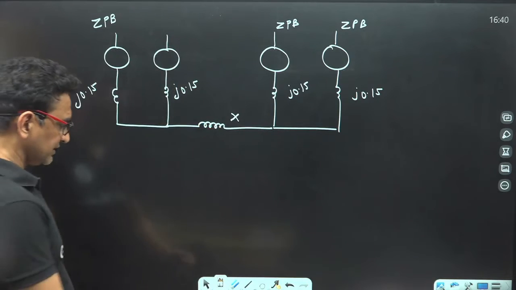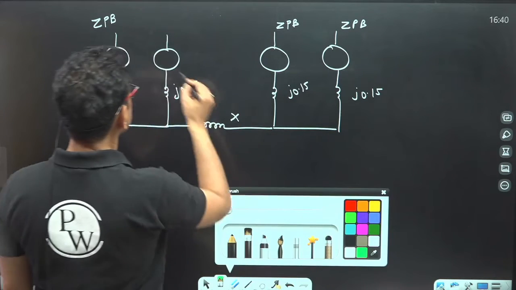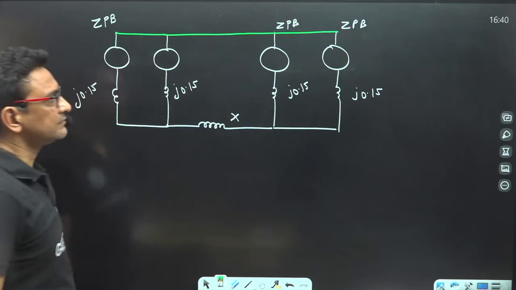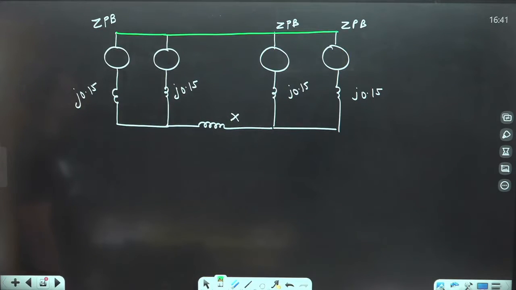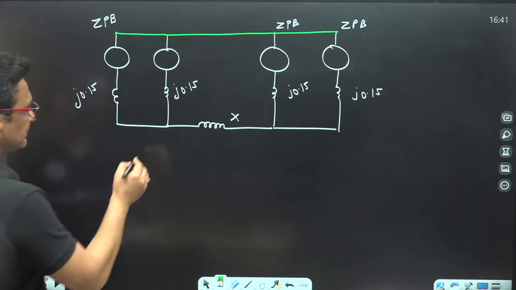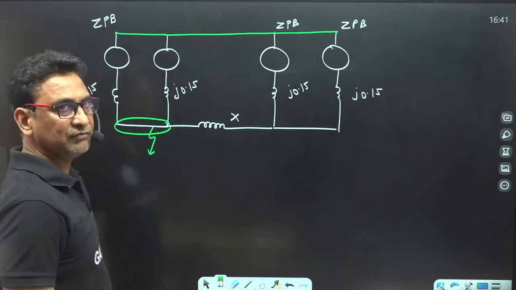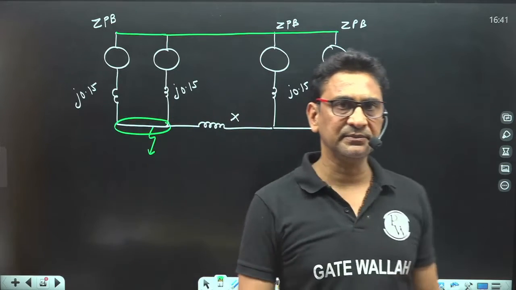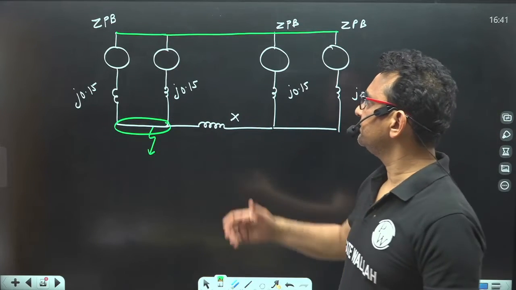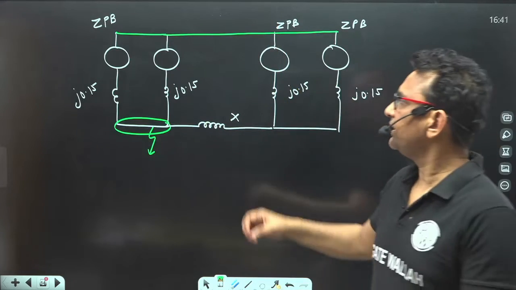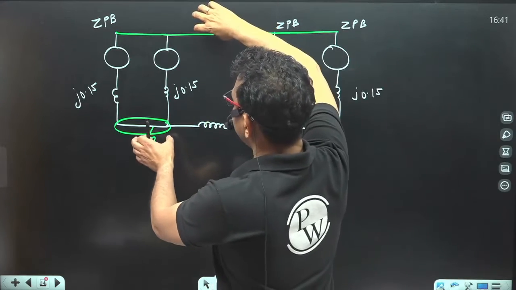Now the zero potential buses are the same, that means they are at the same potential, so you can say they are connected together. Now the fault occurs here. This is the fault location. The Thevenin equivalent impedance is nothing but the overall impedance between the zero potential bus bar and the fault location. So I find out the overall reactance here.